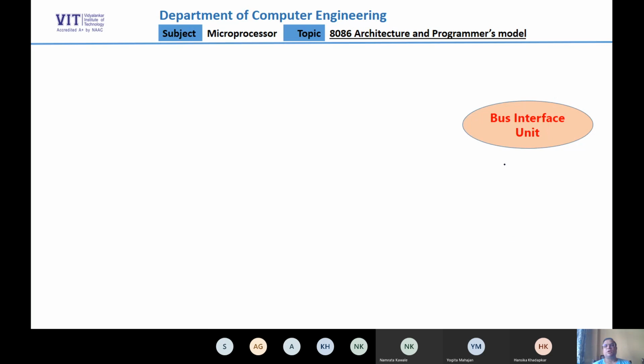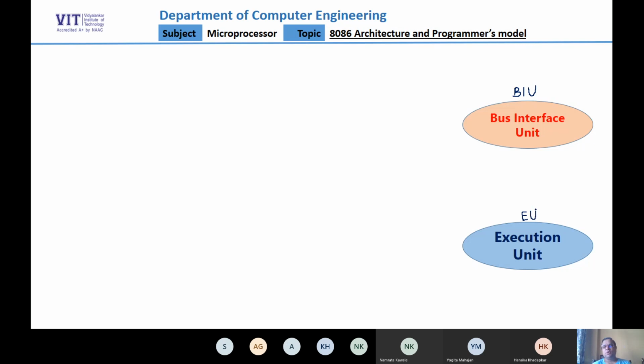In short, it is called as BIU, that is bus interface unit. So this is one part of the architecture of 8086 processor, and the other part is execution unit. In short, it is known as EU. EU stands for execution unit.